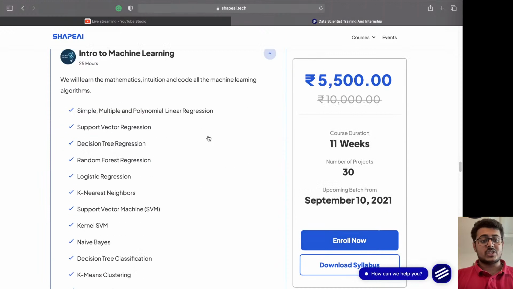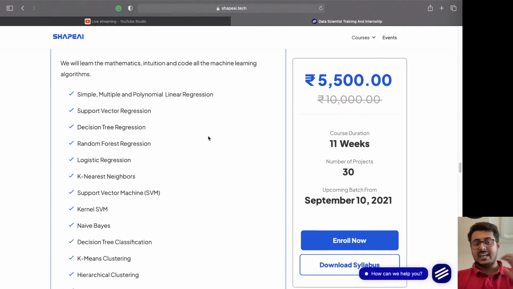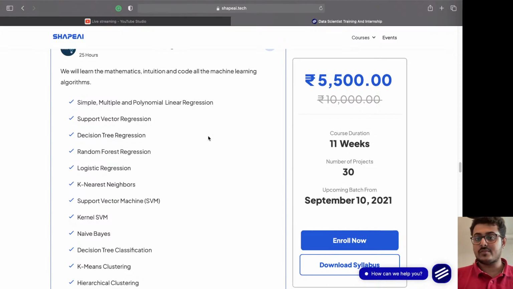Next, you go into machine learning. So in machine learning, there are almost 17 to 18 algorithms. Right over here, we cover every single one of them. Every algorithm we cover in 3 different formats. First of all, we tell you about the algorithm. We give you examples so that you understand what the algorithm is.